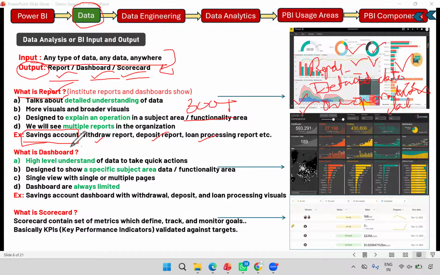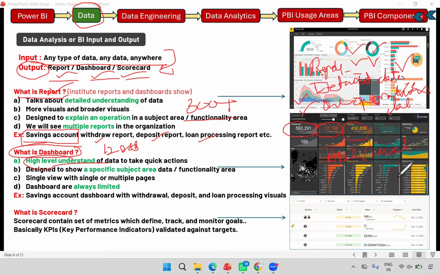But the same company had only 12 dashboards. Basically a dashboard is for high-level presentation. So this is high level: what is the total business, how many customers, what is the average value. This is for high-level data.